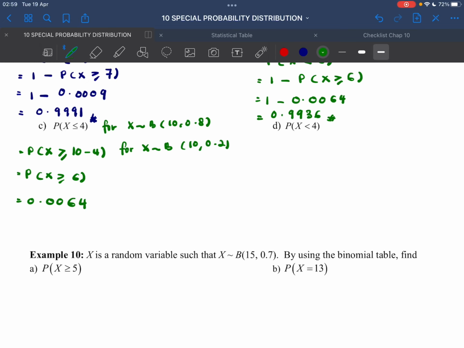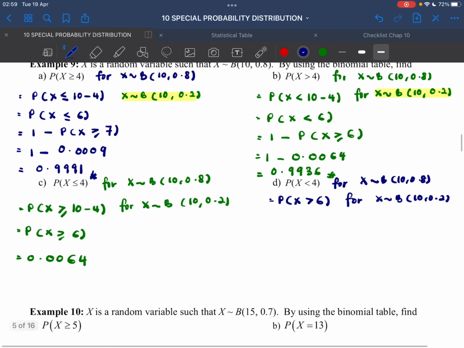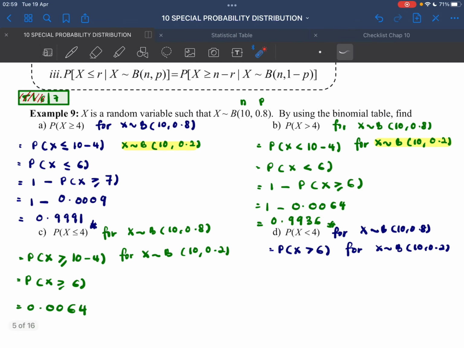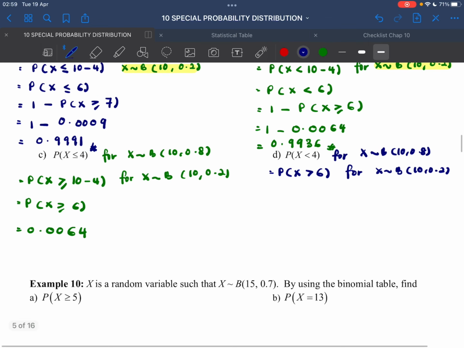Okay, so last one, P(X < 4) for X binomial 10, 0.8. So we have to change this to P(X > 10 minus 4), which is 6, for X binomial 10, 0.2. You don't need to write this for every question; you can just write it at the start of the equation. But just to show you how it works, we show it. So here it will be P(X ≥ 7), and here it's going to be 0.0009.